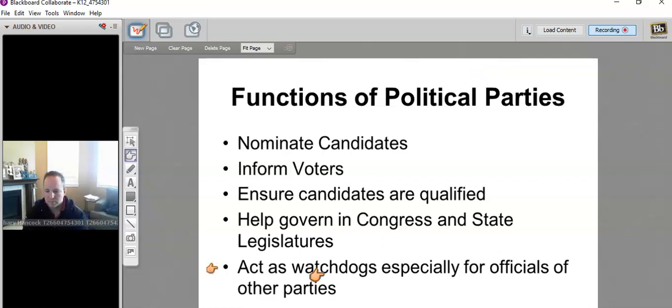So another thing is they act as kind of watchdogs, especially for officials of other parties. So it's kind of a check and balance inside parties there.